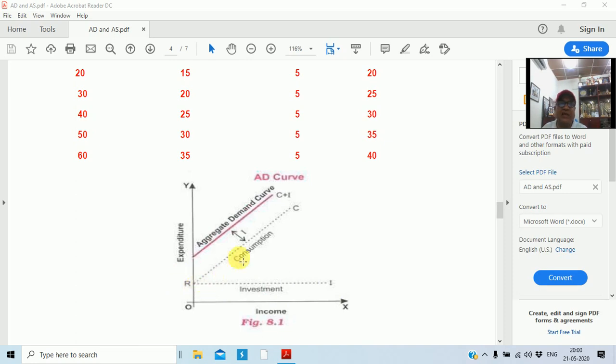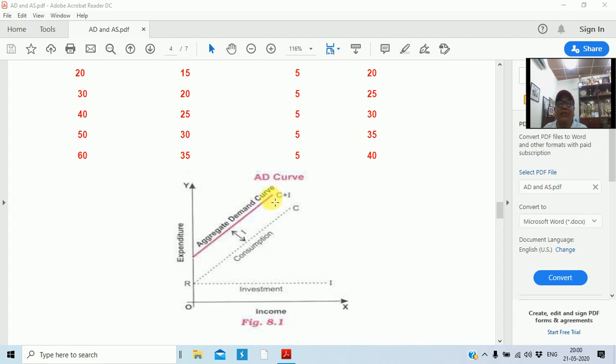And what is this? This is your consumption function. What is its character? Even if income is zero, consumption can't be zero. How much is it? OR. And as income increases, consumption also increases. That's why it is upward sloping. Now you have got the C function and you have got the investment curve. By adding C plus I, we can get the aggregate demand curve. This is your aggregate demand curve.